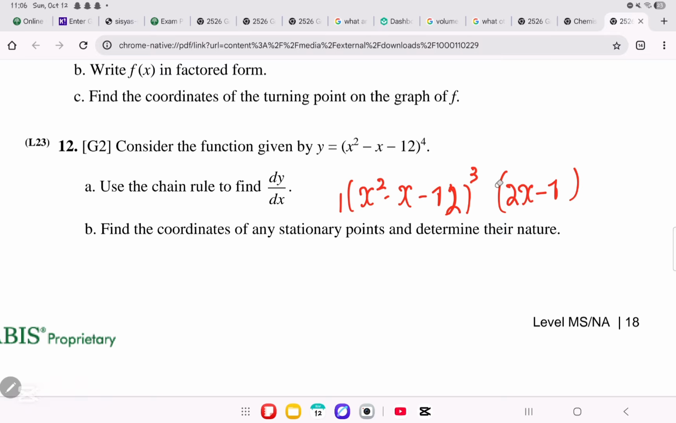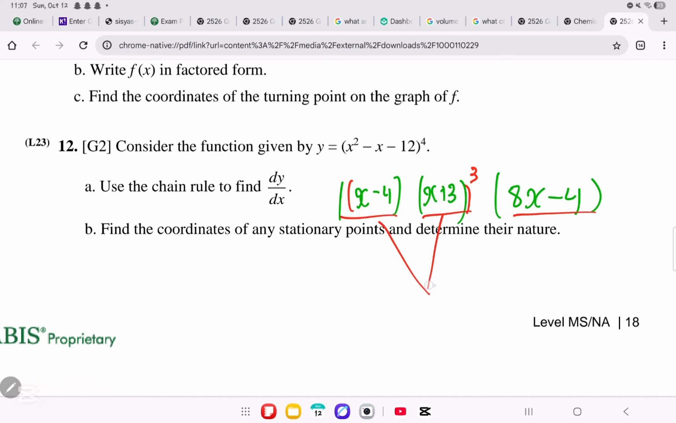So find the coordinates of any stationary points. Now what do you need to do? Just multiply by 4 over here. It will become 8x minus 4. And here you need to factorize it. How do you factorize what's inside? You just factorize it, right? So it's going to be (x minus 4)(x plus 3). Now what does that mean? That means we have 1, 2, 3 stationary points.